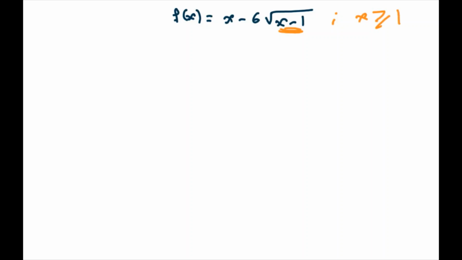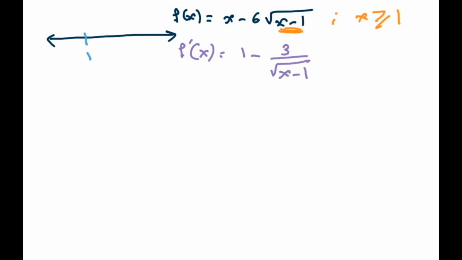So what happened? If I draw a number line, the function is undefined on the left side of 1. So the domain is going to be from 1 to infinity. Now let's try to find the derivative, to find the critical points. If you try to find the derivative, it will be 1 minus 3 over square root of x minus 1. You can make it equal to 0 and try to solve it.